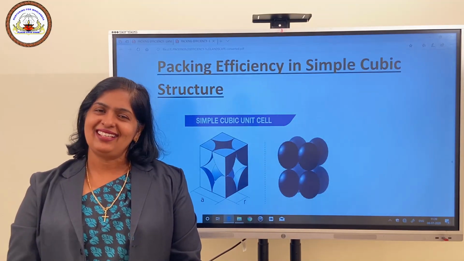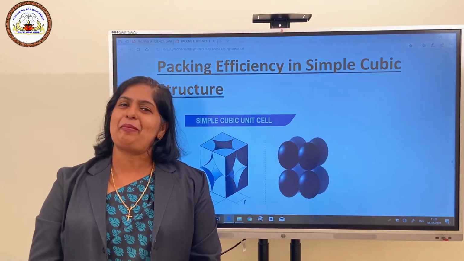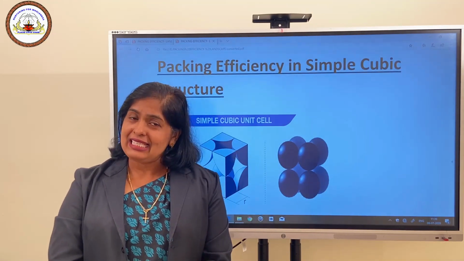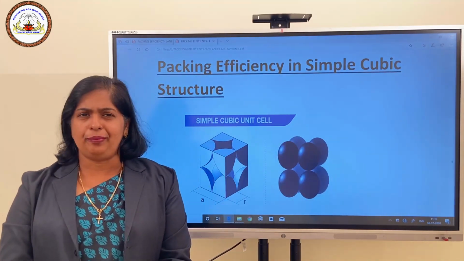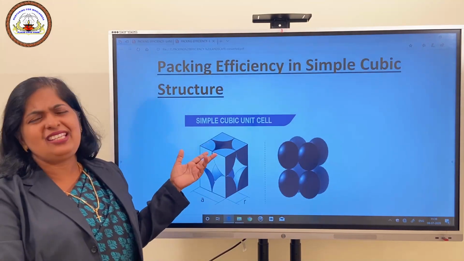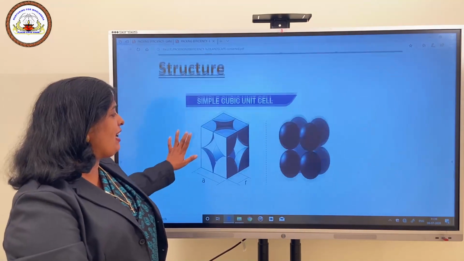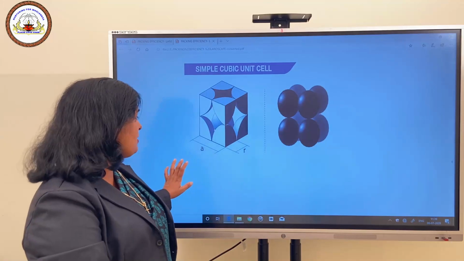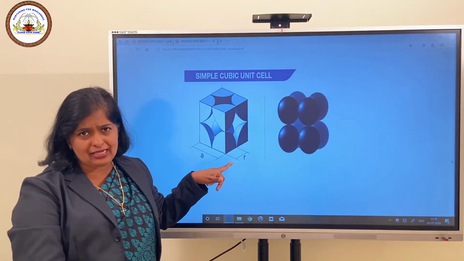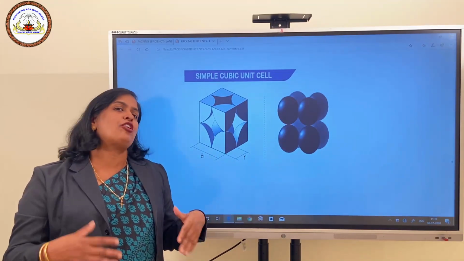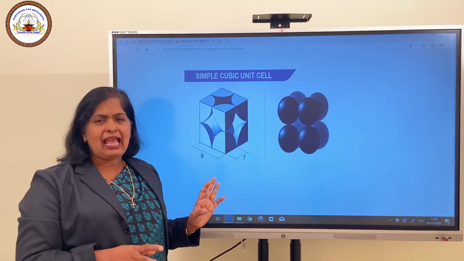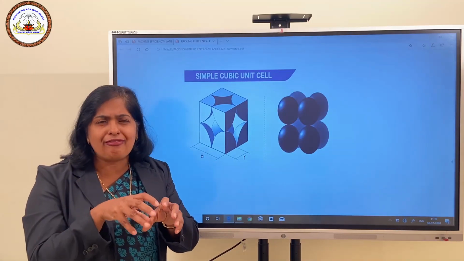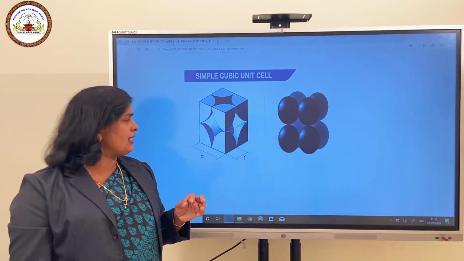Dear children, now we will move on to finding the packing efficiency of simple cubic crystal lattice, which is made up of cubic unit cells. It is very easy. No need of explaining even, it seems. We know for a simple cubic unit cell, atoms are present only at the 8 corners, and no atoms are present in between the face or in the body center.